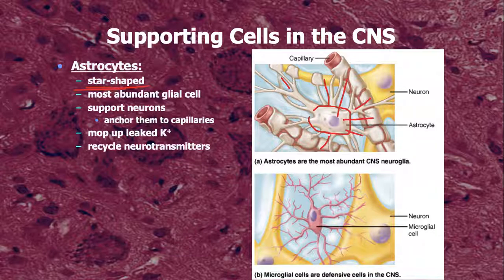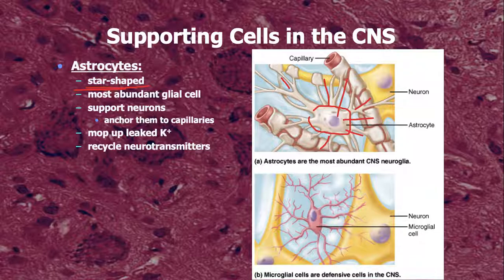What does he get from the capillaries? What's in the blood that he needs? Energy in the form of the nutrients that are there. So like sugars are going to be found there. And he also gets oxygen. Okay? So you're holding that neuron close to the capillaries so that it can get the nutrients it needs to survive.